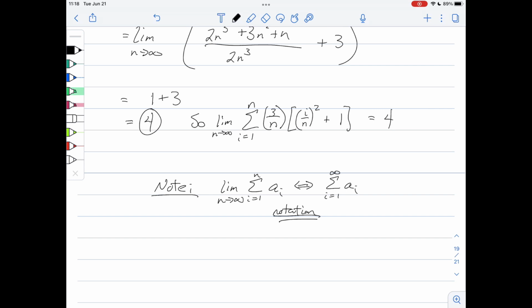So to recap everything that we've done today, we've talked about what a sum is, we've talked about properties, we've talked about how to simplify them, and we've talked about how to do limits and take limits with them.